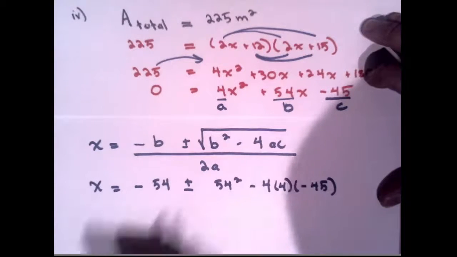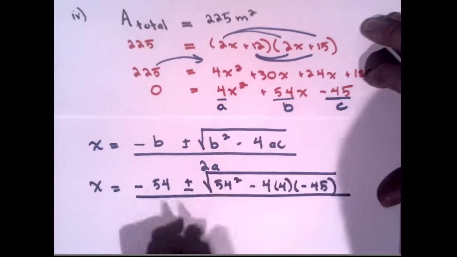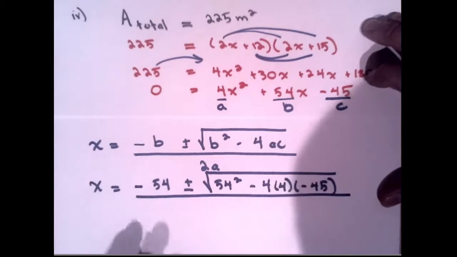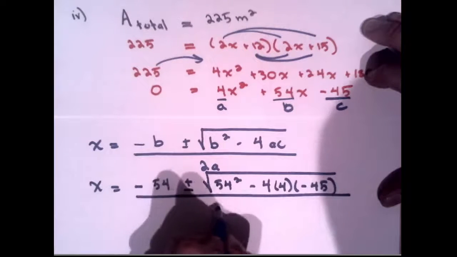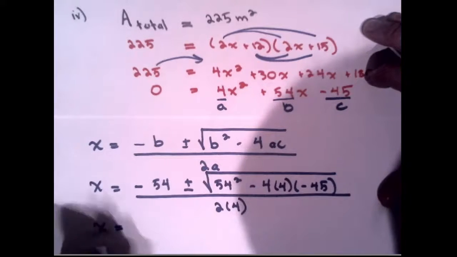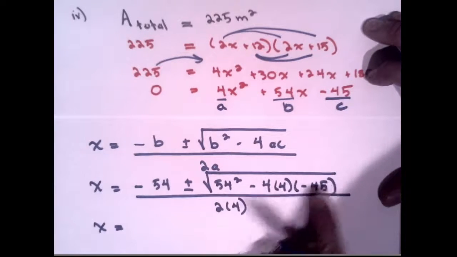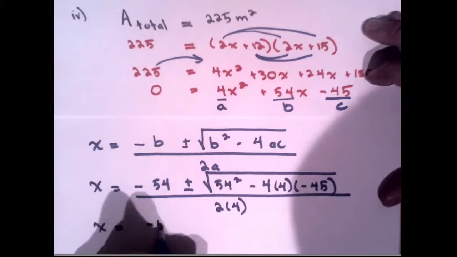Okay, now I'm going to put my square root. I have to divide all that by 2 times my a value. So 2 times 4. Okay, and then I work this out in three parts. Just check that. All this in here and then the bottom. So this is minus 54.